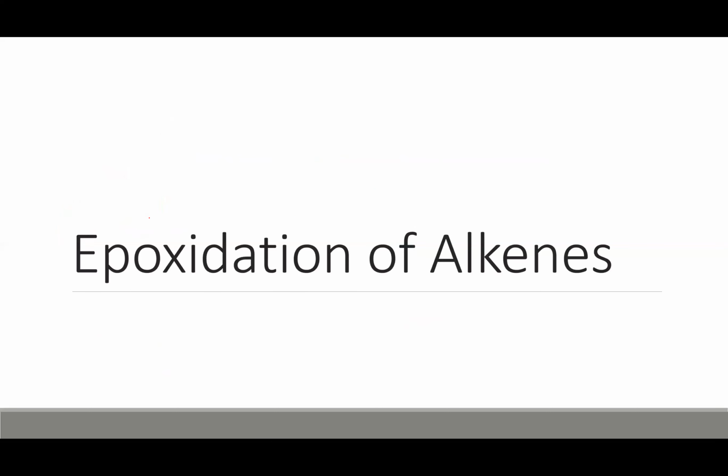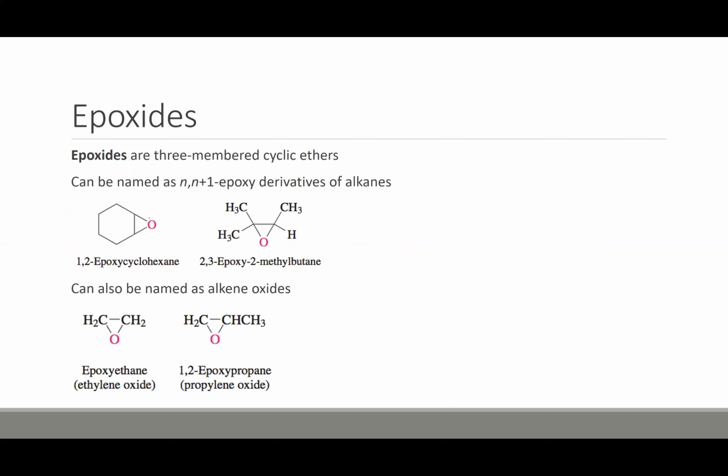Okay, another reaction of alkenes is called an epoxidation reaction. To understand epoxidation, let's first talk about epoxides. Epoxides are a three-membered cyclic ether. They're a three-membered ring made up of a carbon, and an oxygen in a ring. This is also called an ether because ether groups, if you remember, are oxygens sandwiched between carbons. And technically, this oxygen is sandwiched between two carbons.